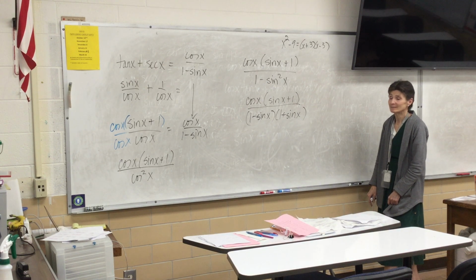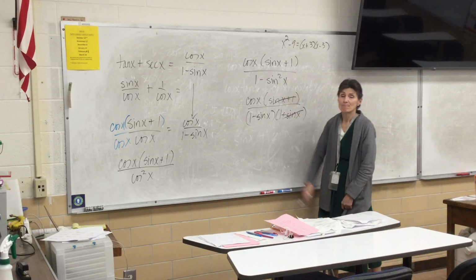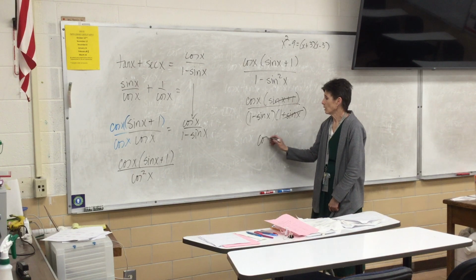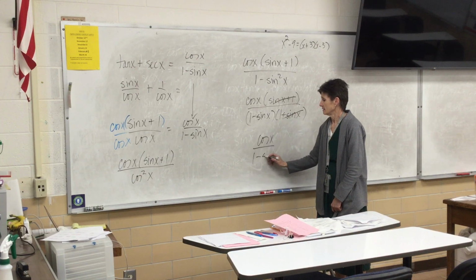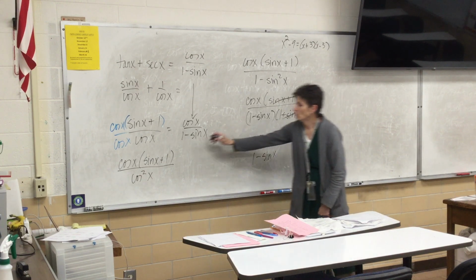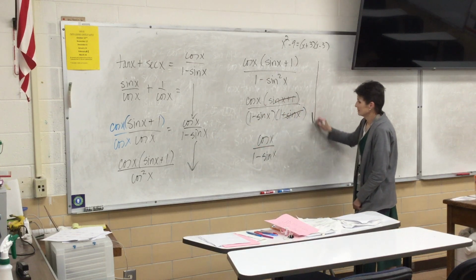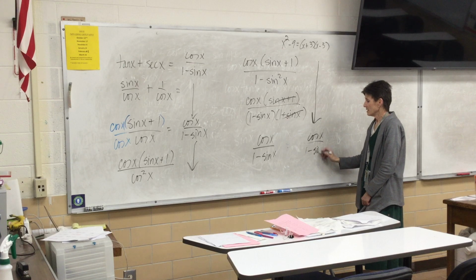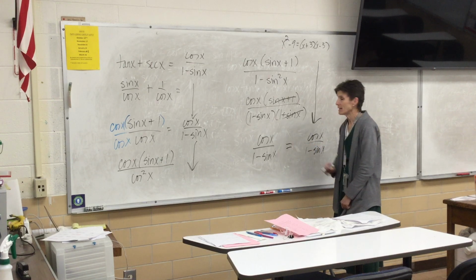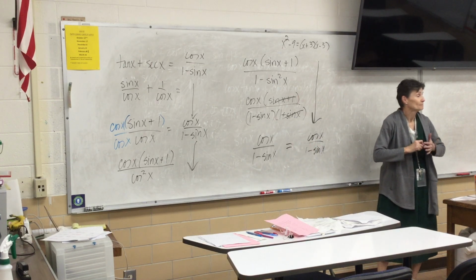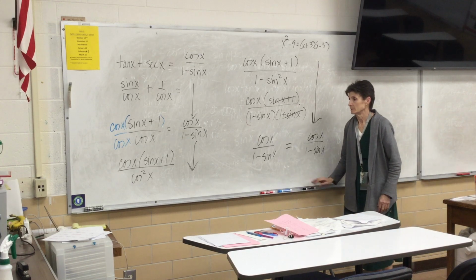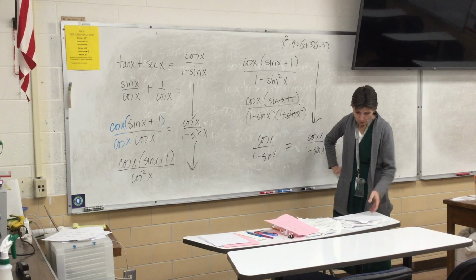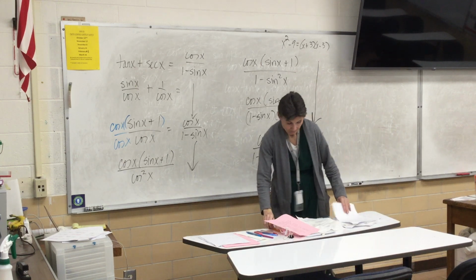Are you getting excited? Look, those are the same. Those cancel out. And what am I left with? And what did I want to be left with? Cosine over 1 minus sine. So that one was a little bit on the tricky side, but we made it. You just proved that identity.